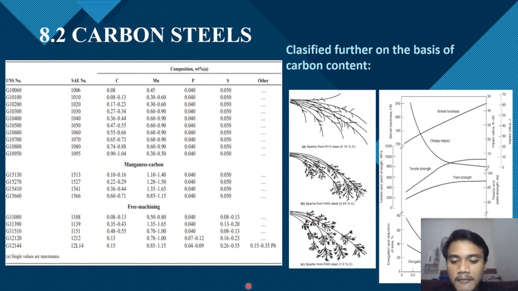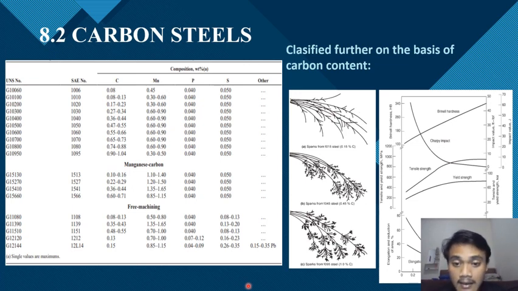Carbon steel can be classified further on the basis of carbon content. Steel containing less than 0.30% is called low carbon steel or mild steel, and steel containing between 0.20 and 0.60% C is called medium carbon steel, and steel containing more than 0.60% C is called high carbon steel. And for free machining grades, spark pattern can be used to identify low, medium, and high carbon steel.